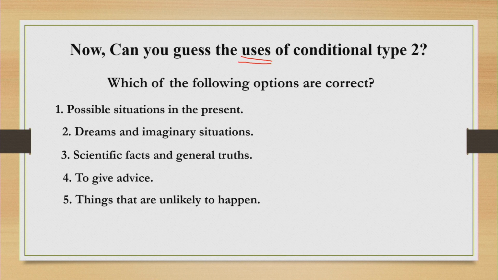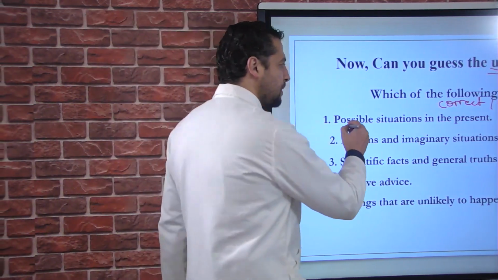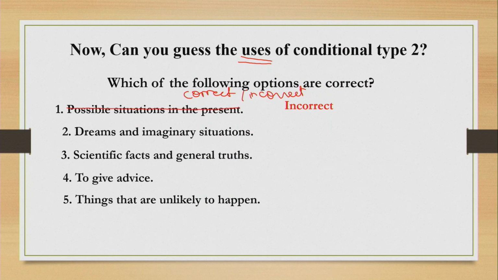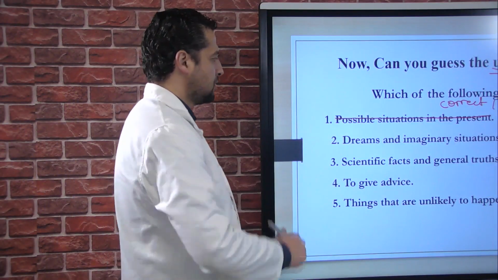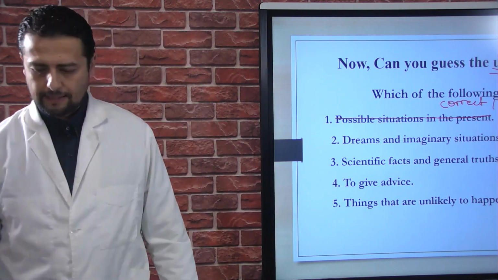So I give you some time to write either if it's correct or if it's incorrect. For example, the first one, possible situations in the present. Of course not. We don't use conditional type 2 to talk about possible situations in the present because I remind you again of the rule, if plus subject plus the simple past. Here, no, it's not correct. So we don't use this one in conditional type 2. I give you some time to finish the task, then we meet to continue our lesson.